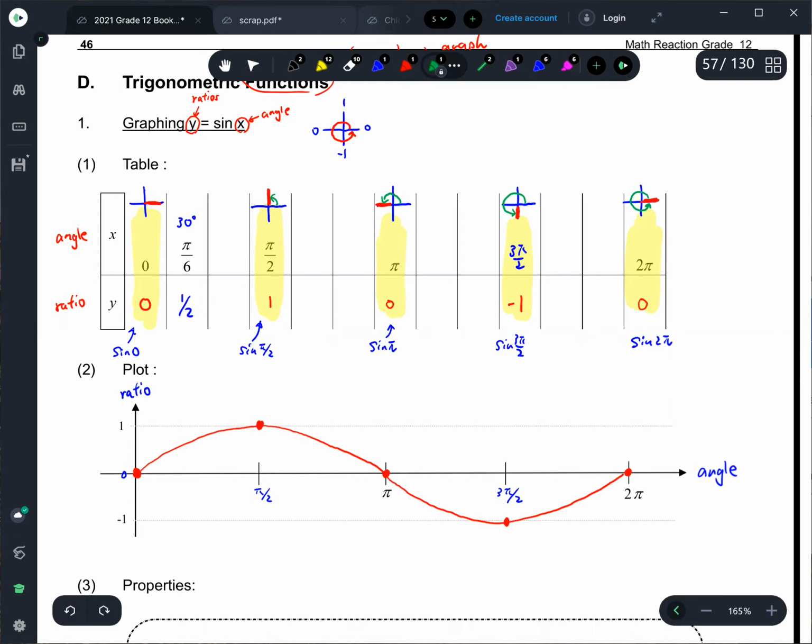The first half is open down, like a bridge, like an arch. The other one is like a cave, like a bowl. So you have open up, open down. Okay, if you finish graphing, please raise your hand.